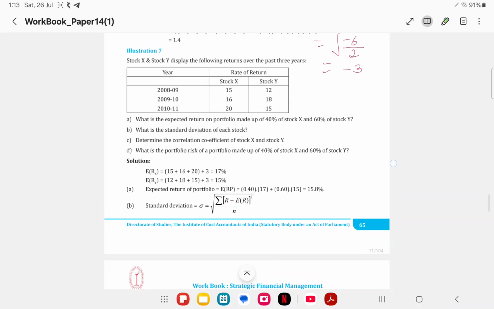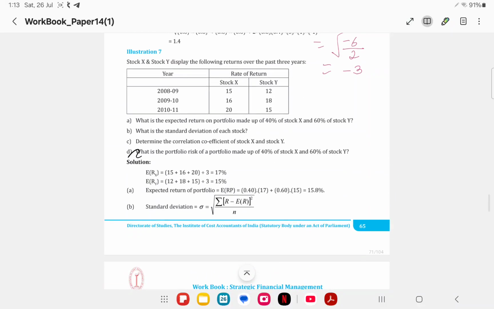So the fourth part is telling, what is the portfolio risk of a portfolio consisting of 40% X and 60% of Y? Basically you have to calculate the standard deviation of a portfolio.